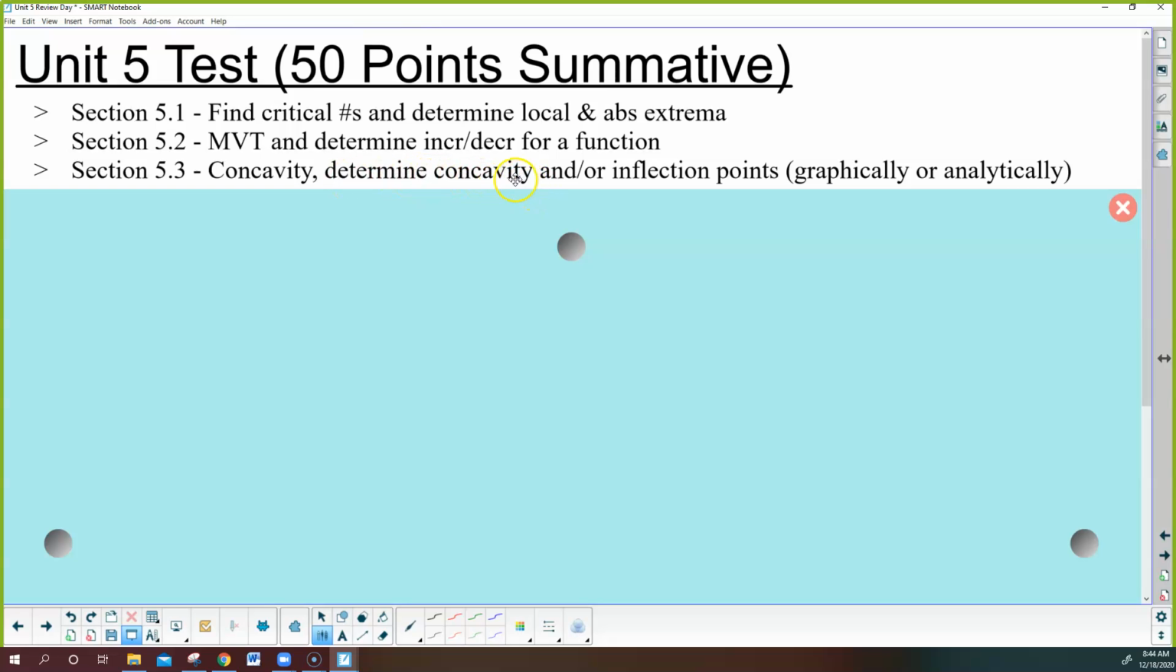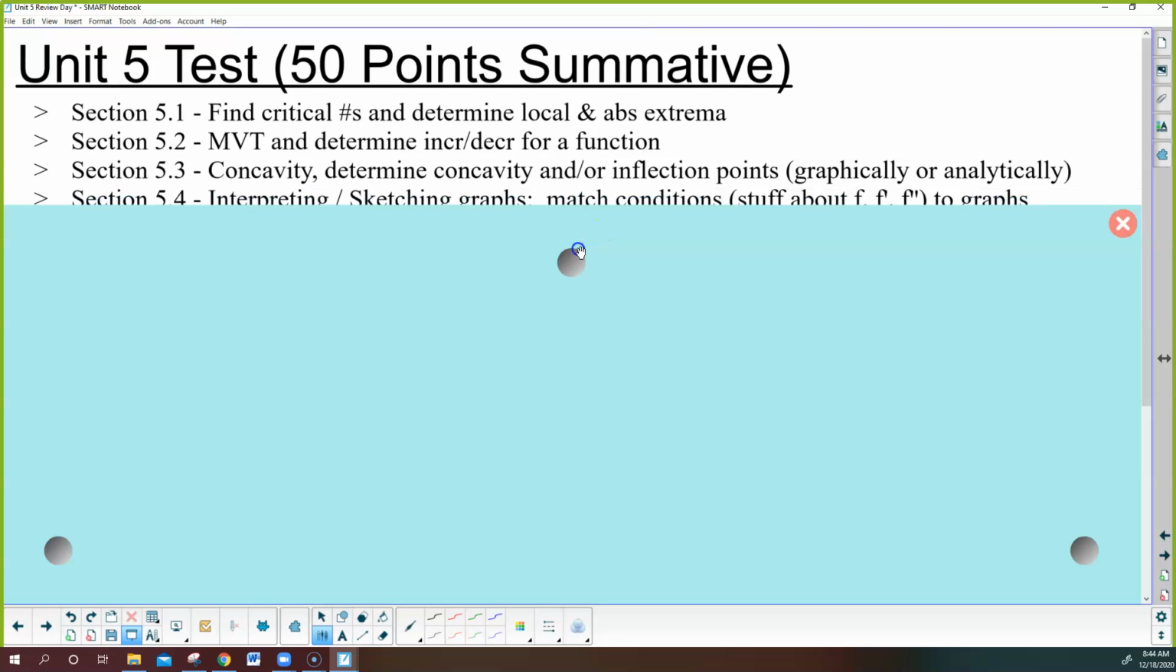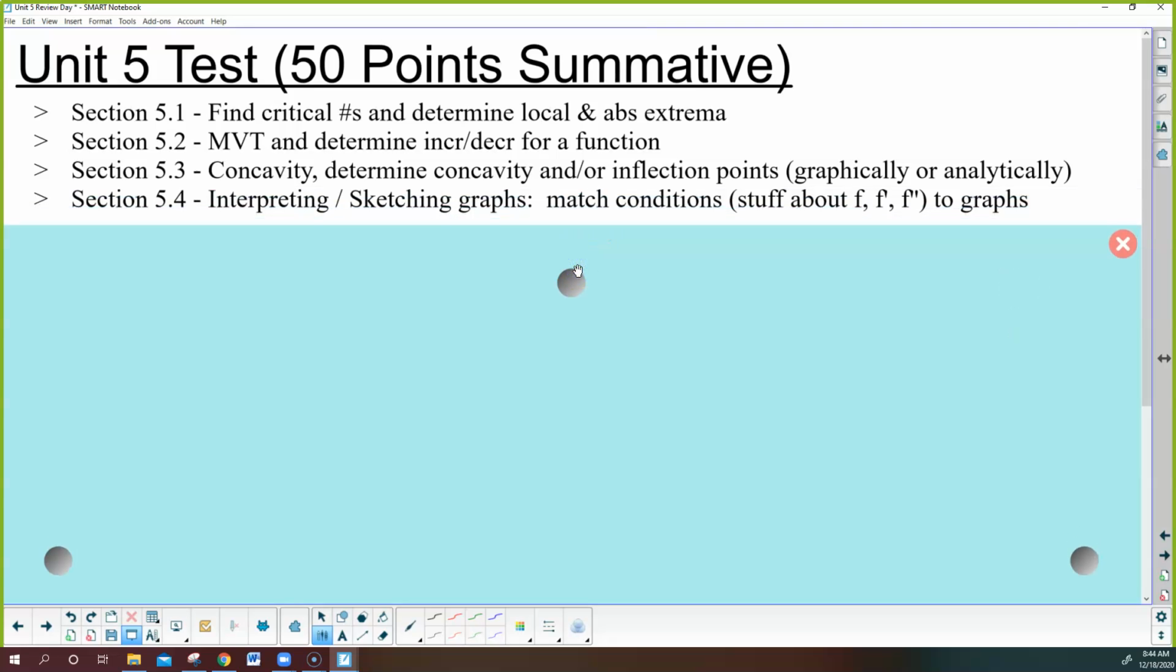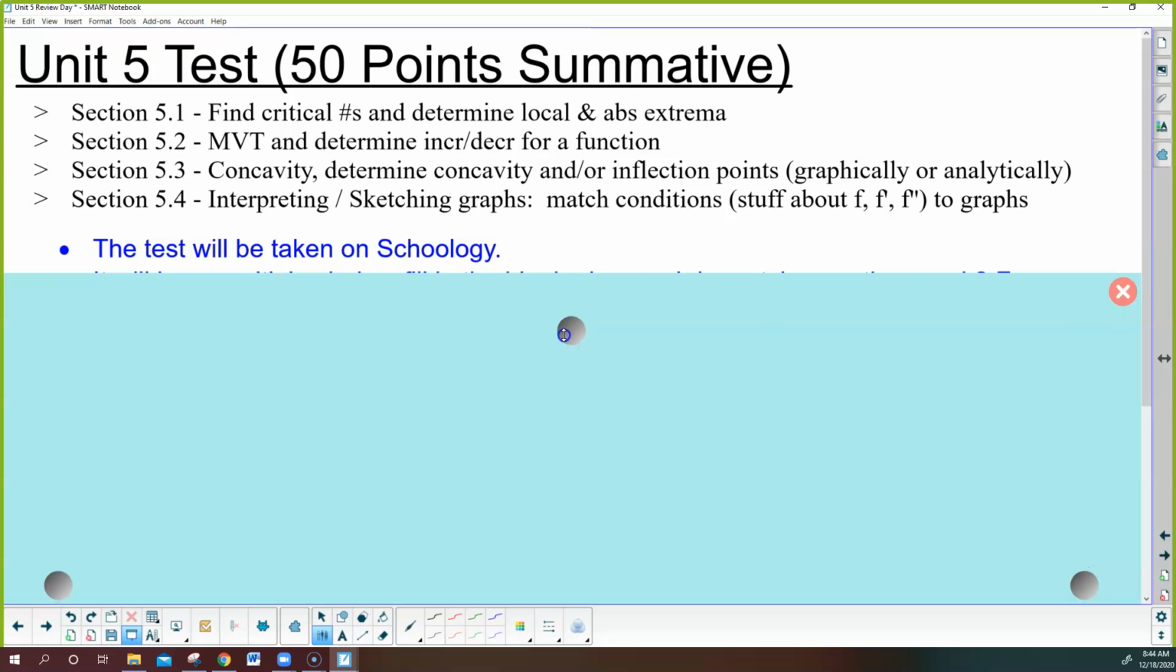And determining where a function is concave up or concave down, that's all the second derivative. And then remember, inflection points are where the second derivative is equal to 0 or it doesn't exist, and there has to be a sign change. So it has to change from concave up to concave down or vice versa. And then we talked a little bit about interpreting and sketching graphs. If I gave you a graph, you'd have to match it back to the original function. And we're going to review that.